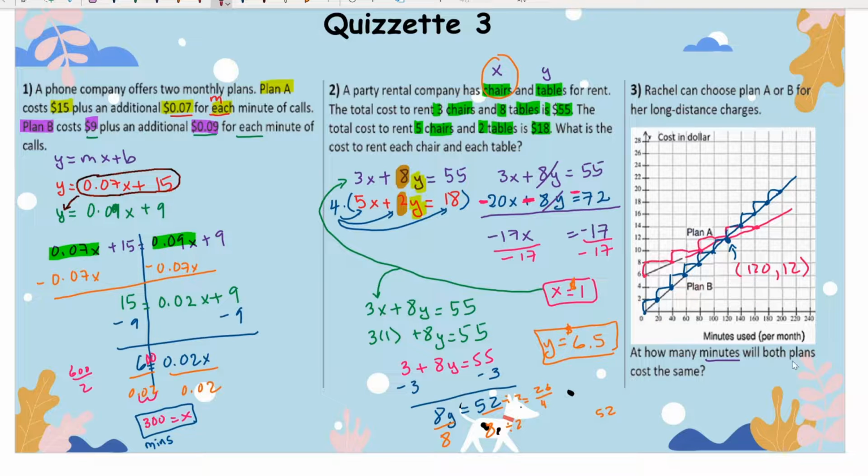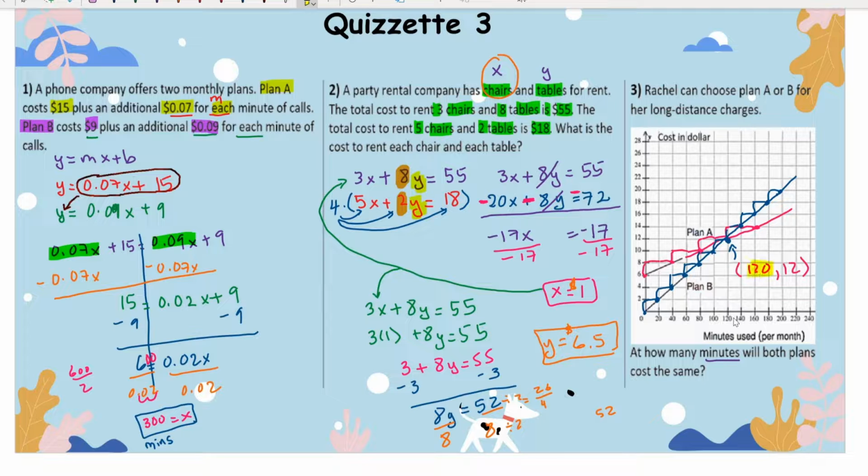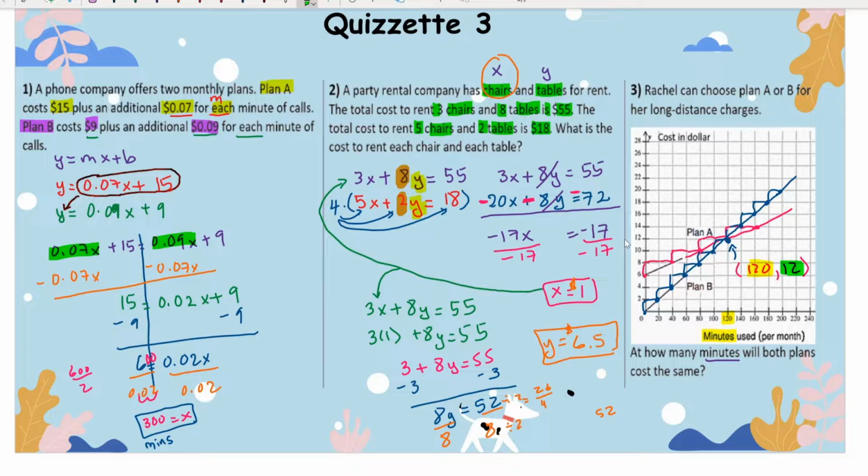How many minutes will both plans cost the same? So we have the answer as 120, 12. What does it mean? 120 what and 12 what? 120 comes from the x-axis, and the x-axis represents minutes. And 12 comes from the y value, and it represents the cost.